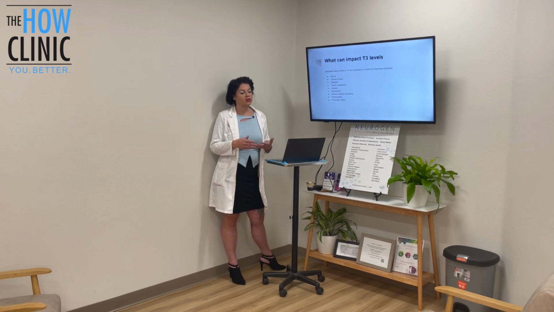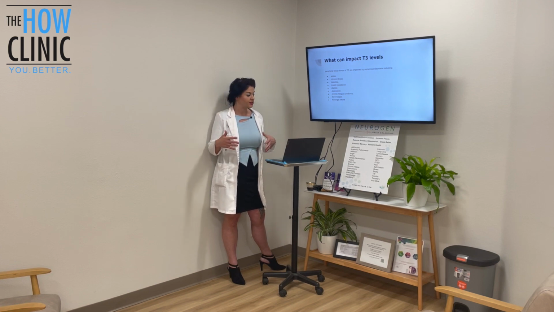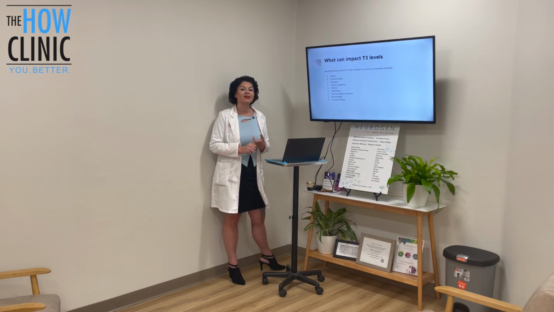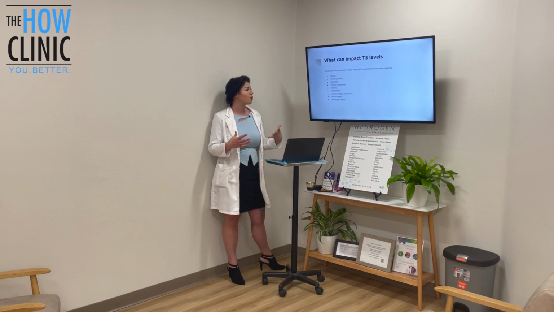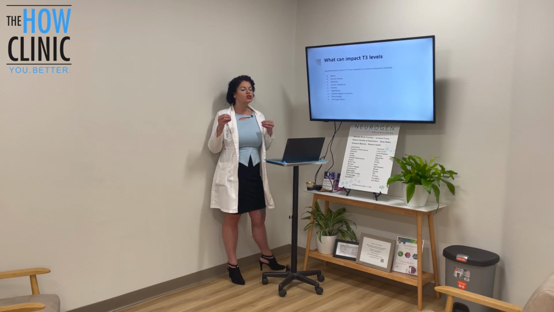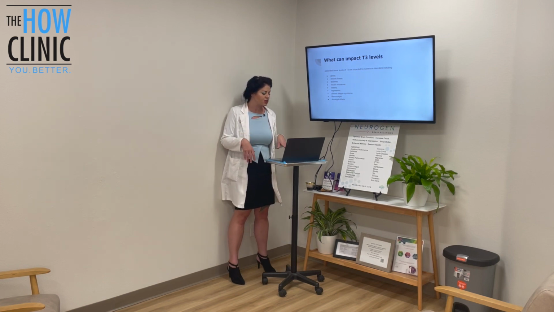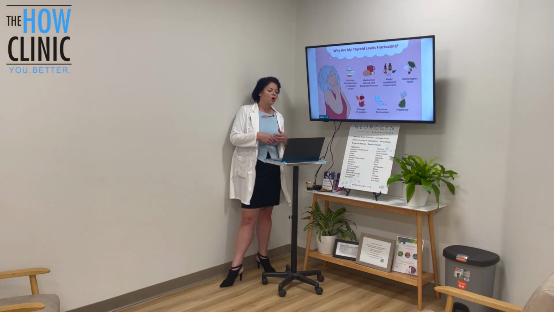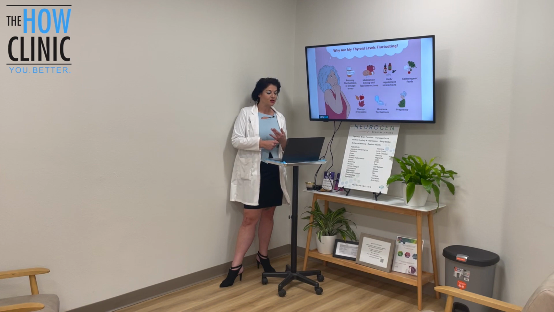What things can impact your T3 levels? Peripheral tissue levels of T3 are impacted by numerous disorders, including stress, chronic illness, diabetes, insulin resistance, obesity, depression, chronic fatigue syndrome, fibromyalgia, amongst many others. So many things can affect your T3 levels. Why are my thyroid levels fluctuating? Also, it can be different medications that you're taking, the medication timing, and food interactions.